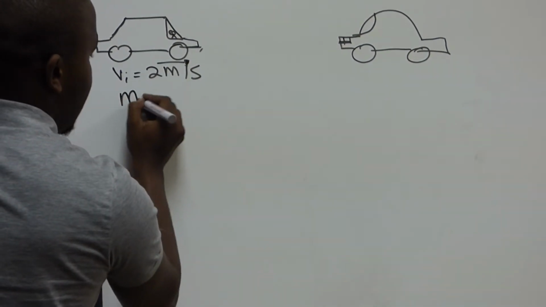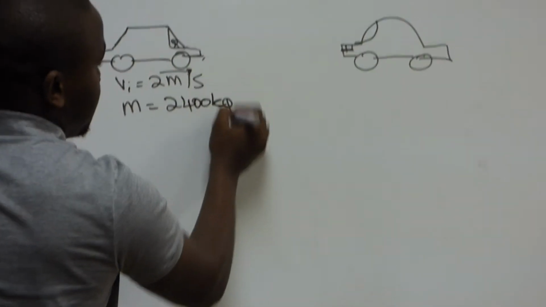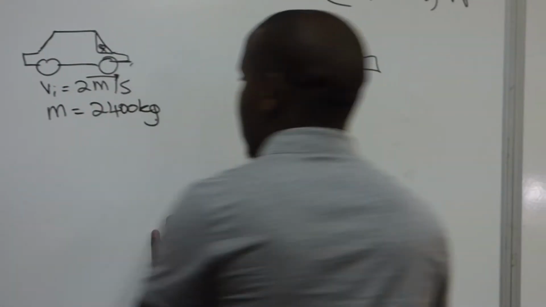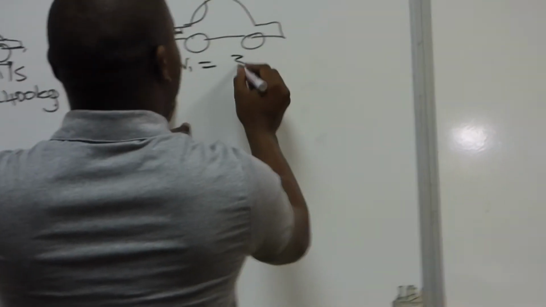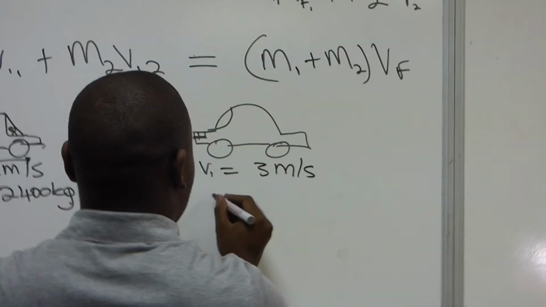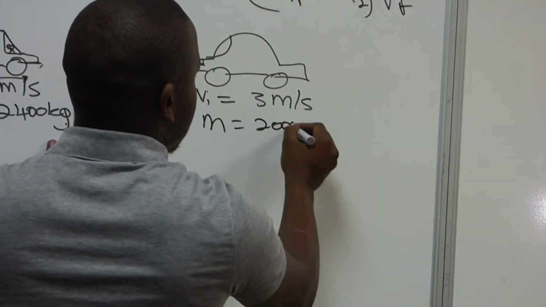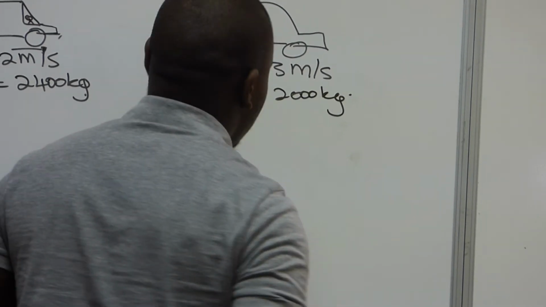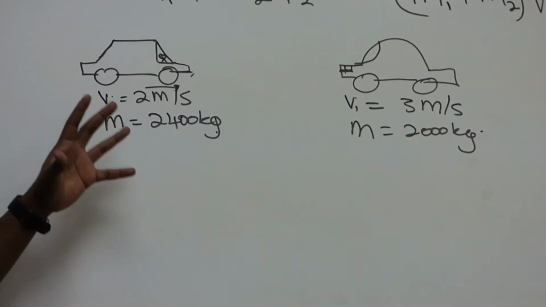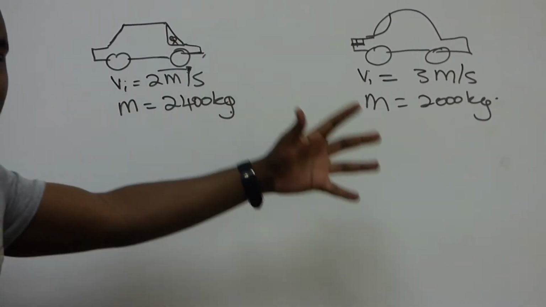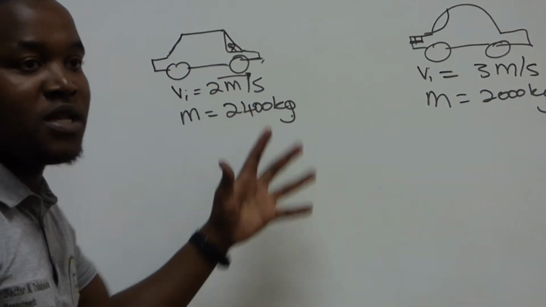The mass of the car is, let's say, 2,400 kg. You have Natasha. The initial velocity of Natasha, let's say, is 3 meters per second. The mass of her car, let's say, is 2,000 kilograms. The question then is, Chippy collides with Natasha. Calculate the final velocity of the Chippy-Natasha system.